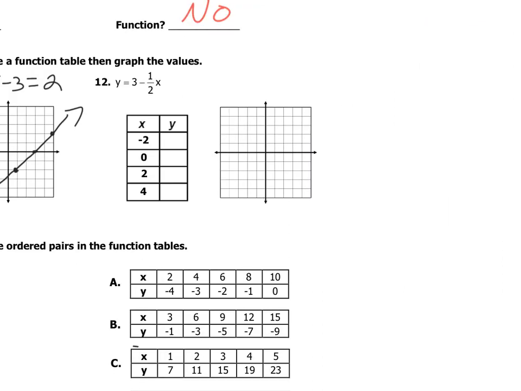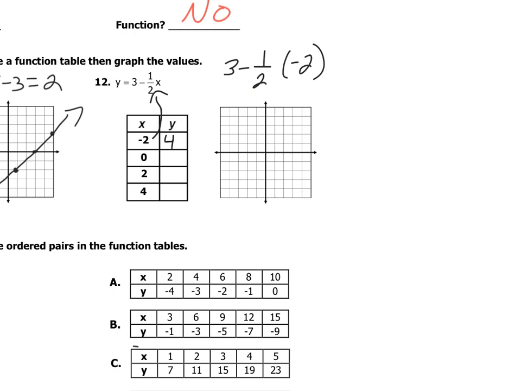Again, same thing. We're going to plug in -2 anywhere we see an x. Remember, whenever you have a number or a fraction right next to a variable, it means multiplication. So if we plug in -2, it would be 3 minus 1/2 times -2. And -1/2 times -2 is +1, and 3 plus 1 would be 4.